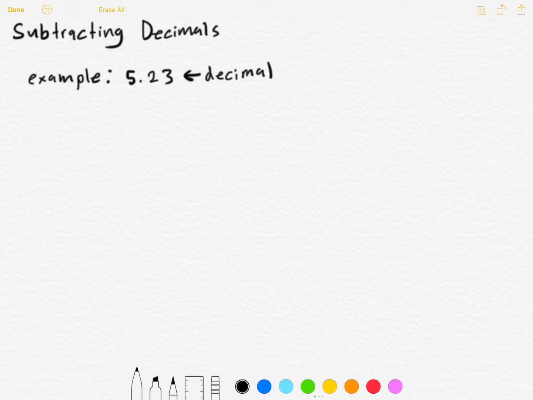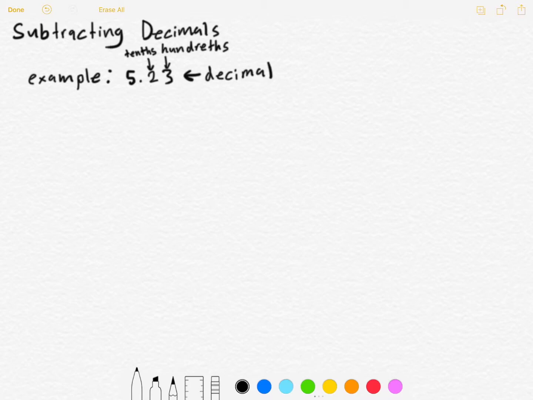And of course, within a decimal, you have different places. You have the hundredths place and the tenths place and so on. Now that you know what a decimal is, we can finally get on to subtracting decimals.